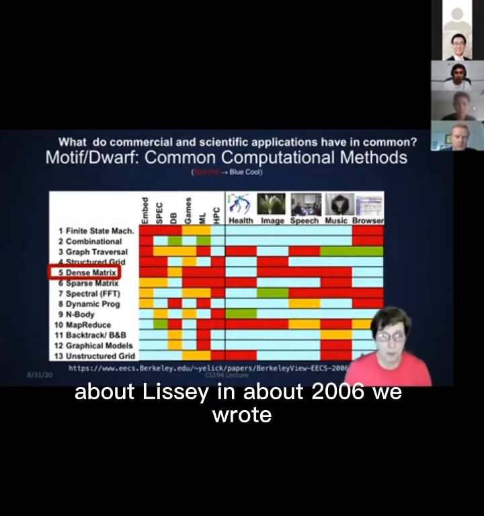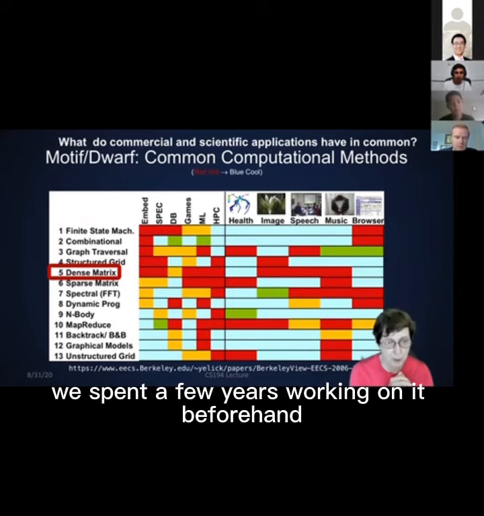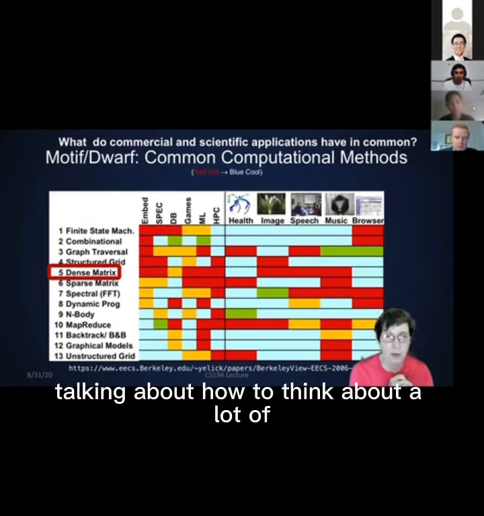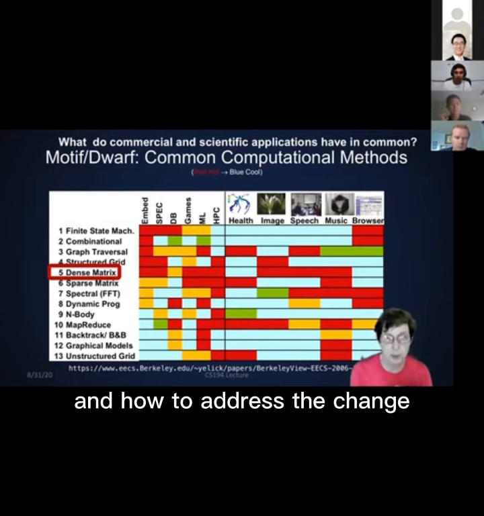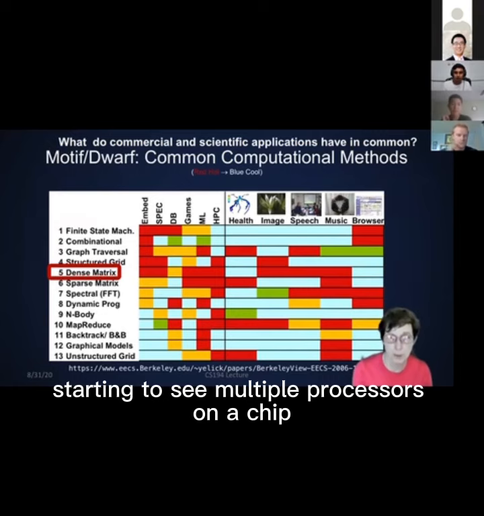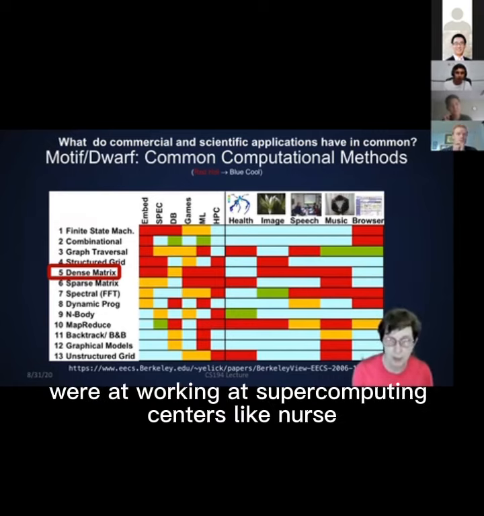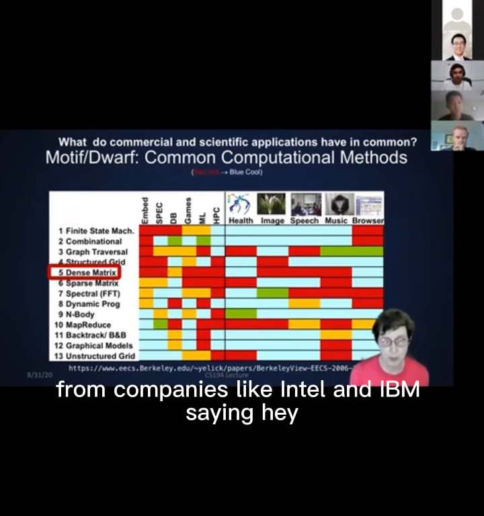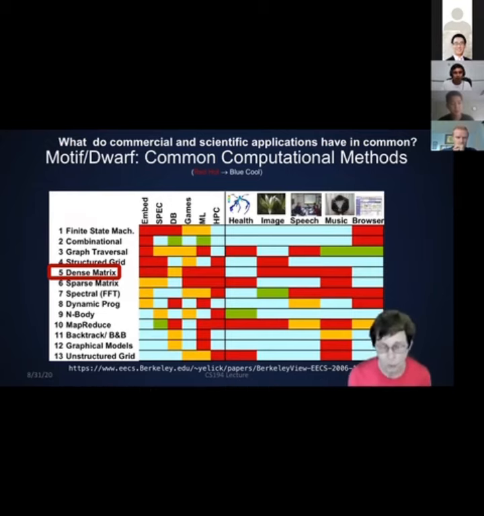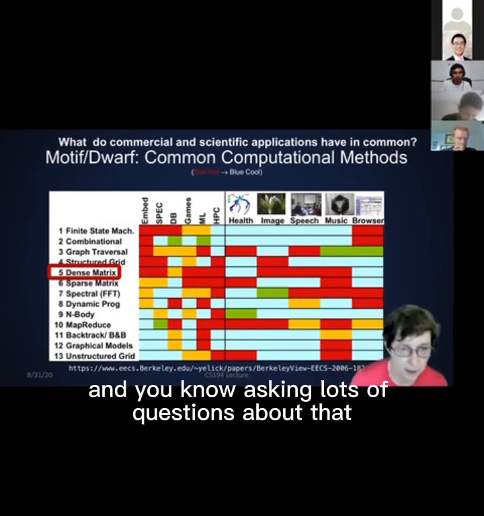So let's see, in about 2006, we wrote this paper. We spent a few years working on it beforehand, talking about how to think about a lot of different applications and how to address the change, which at the time was just the beginning of the multi-core era. So we were just starting to see multiple processors on a chip. Before that, most people worrying about parallel computing were working at supercomputing centers like NERSC, and suddenly I started getting phone calls from companies like Intel and IBM saying, hey, we think we need to learn a lot more about parallel programming, and asking lots of questions about that.